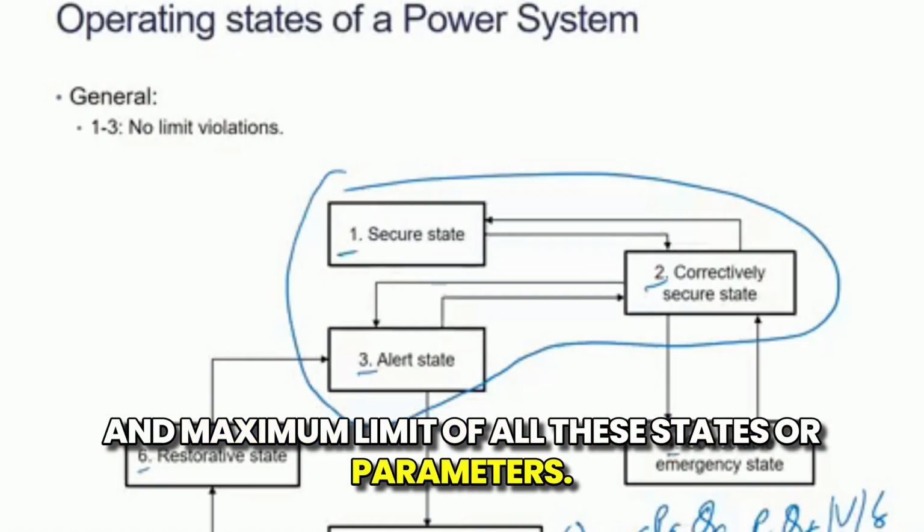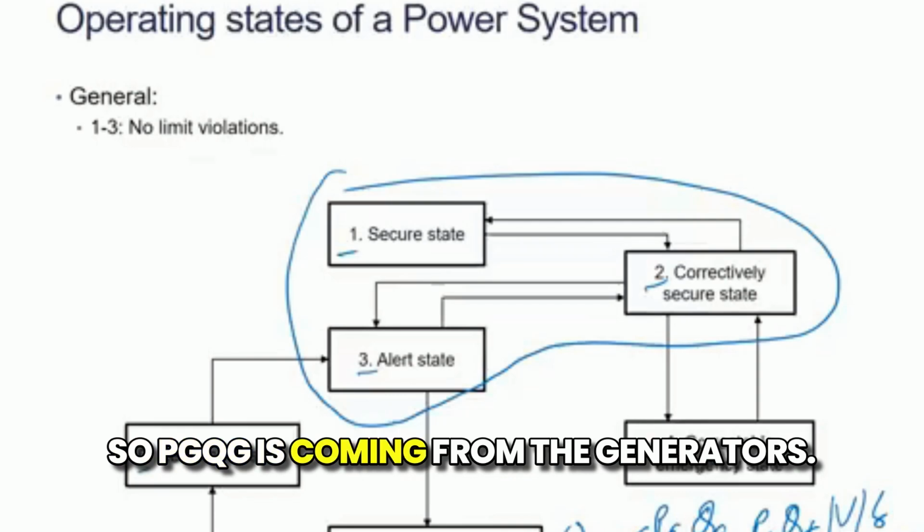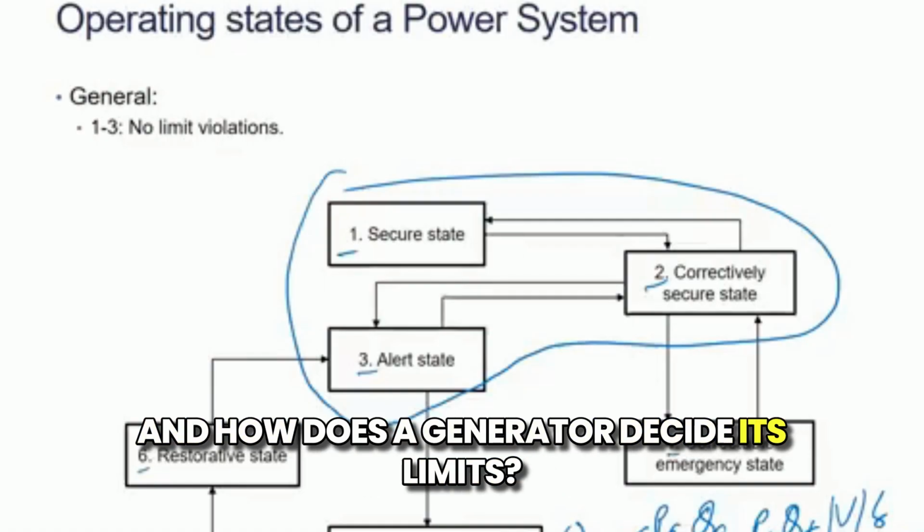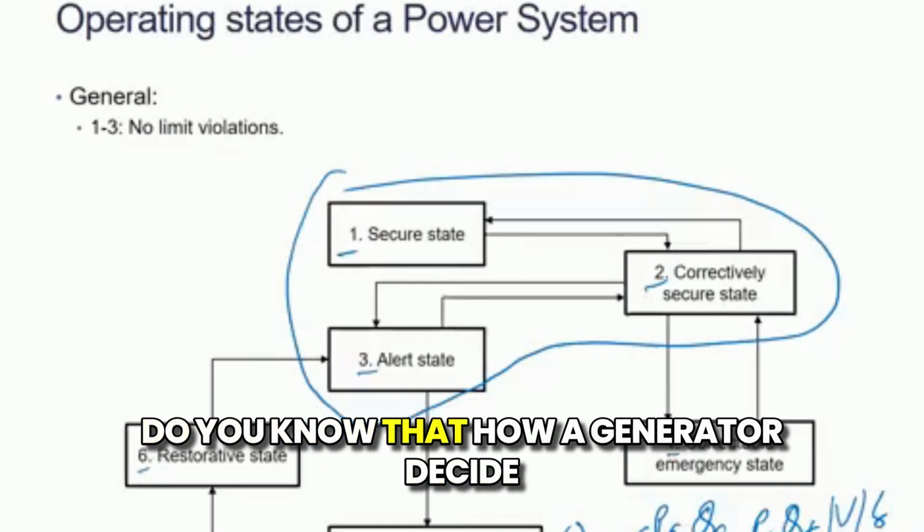states or parameters. So PG, QG are coming from the generators, so PG, QG are basically limits of the generators. And how does a generator decide its limits? Do you know that?